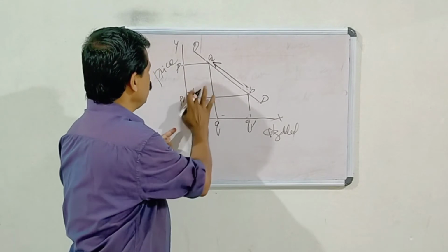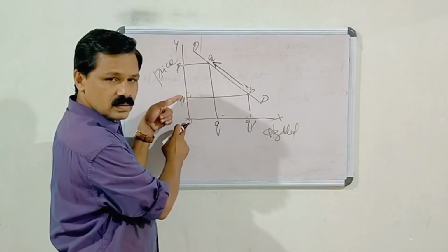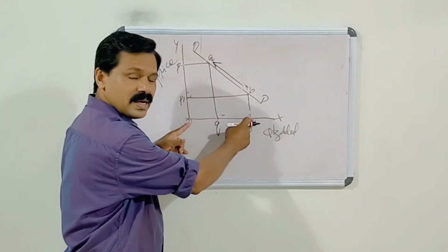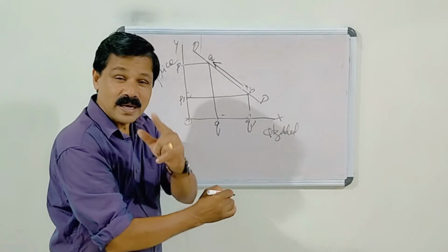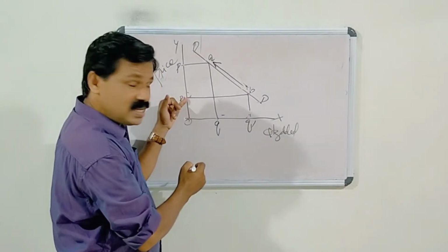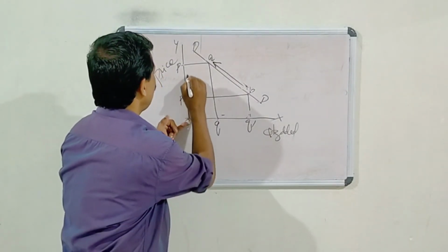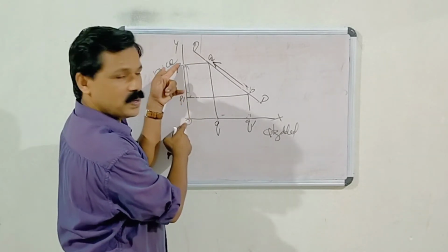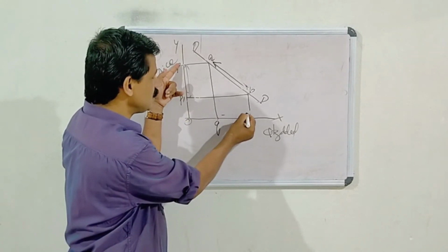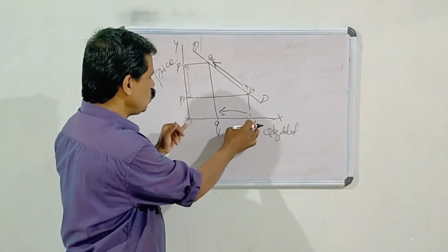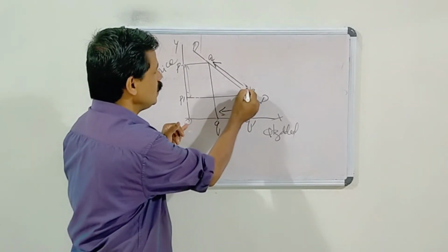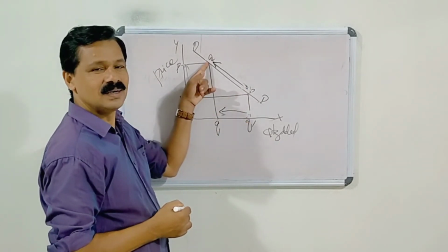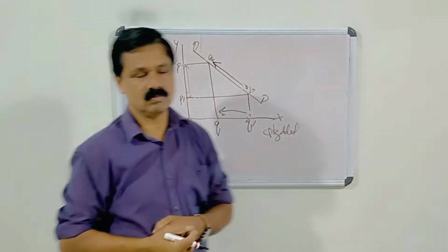Supposing the initial price of the commodity is OP1. At OP1 price, OQ1 quantity of the commodity will be demanded. You further suppose the price of the commodity increases from OP1 to OP. Here quantity demanded will decrease from OQ1 to OQ. Here the movement along the demand curve from B to A is what is called contraction of demand.